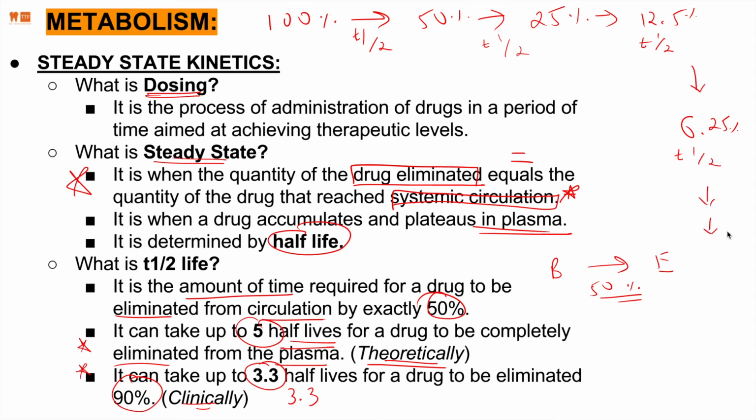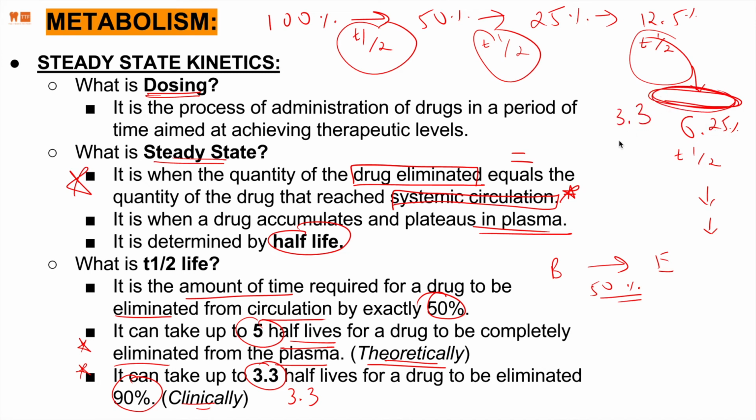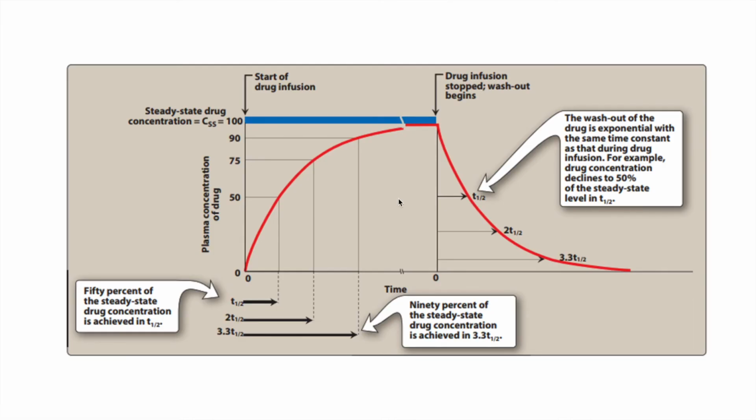How much could you reach? Well, effectively, you can't really get rid of the whole drug entirely. That's why we said theoretically. But up to 1, 2, 3, and just about here is 3.3, which is about 9.9% of the drug remaining in the body. Well, it's 90% eliminated. That's the concept of T half-life. So here it is.